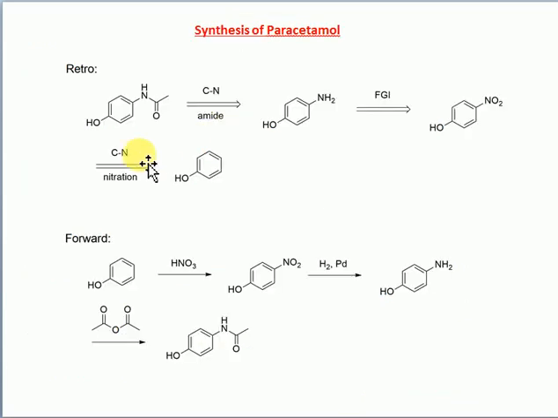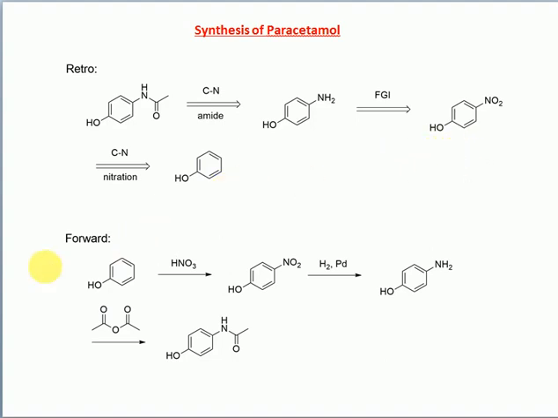Now we will study the retrosynthetic analysis of paracetamol, how we can synthesize paracetamol. This is para-acetylaminophenol. In the retrosynthetic analysis, we can first disconnect the amide functional group to have para-aminophenol. This para-aminophenol we can get from para-nitrophenol, and para-nitrophenol we can synthesize from phenol by nitration.